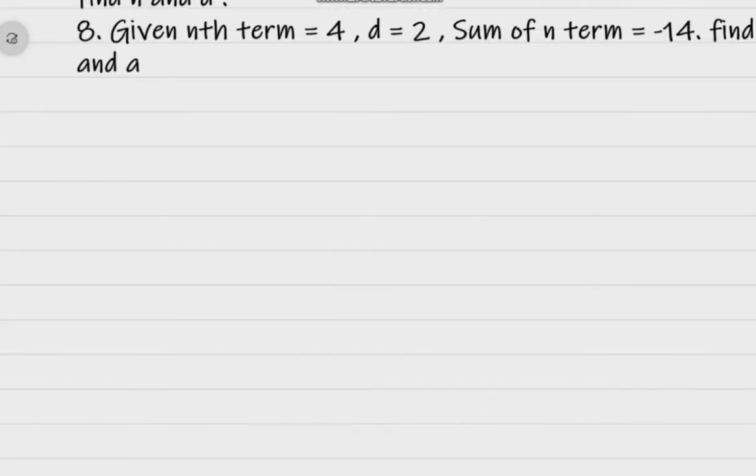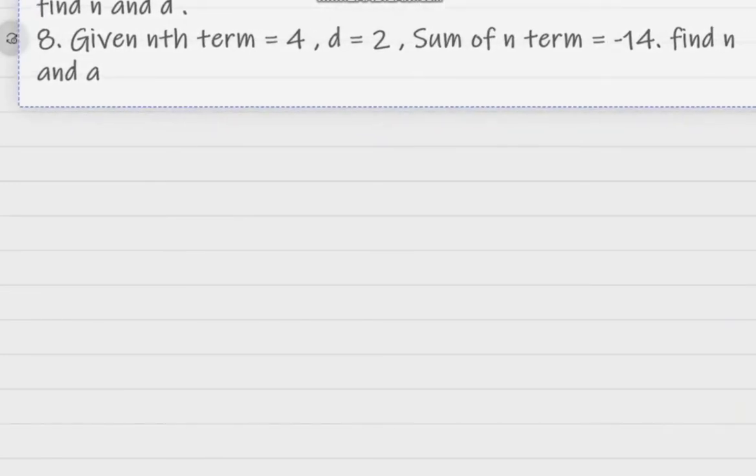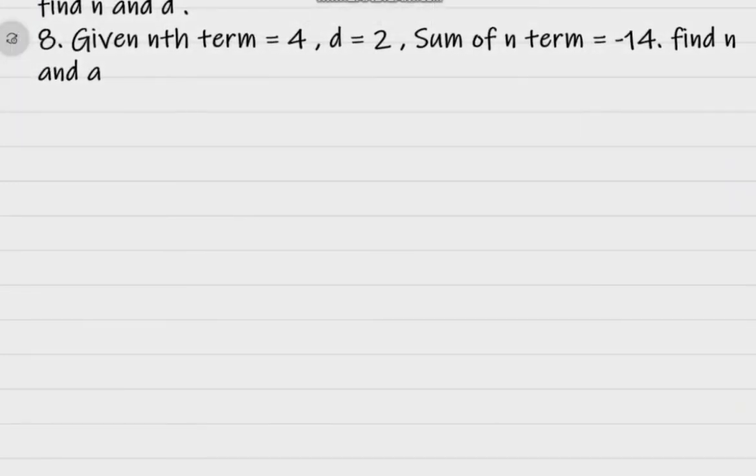Children, now come on. Let us see the next question. Question number 8. Given the nth term is equal to 4. Now look here, the nth term Tn is given as 4. d is equal to 2. Sum of n terms is minus 14. And you have to find n as well as a.